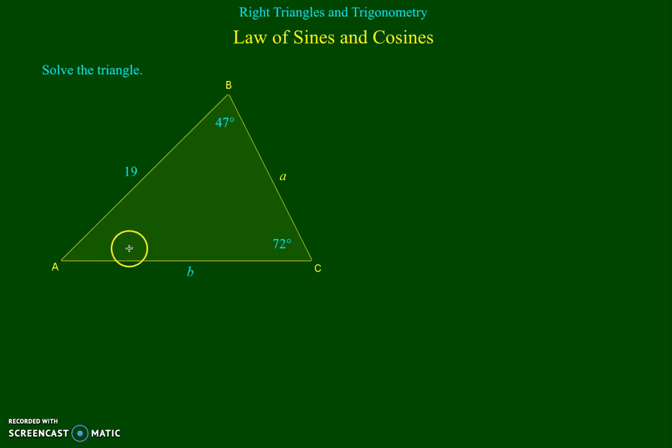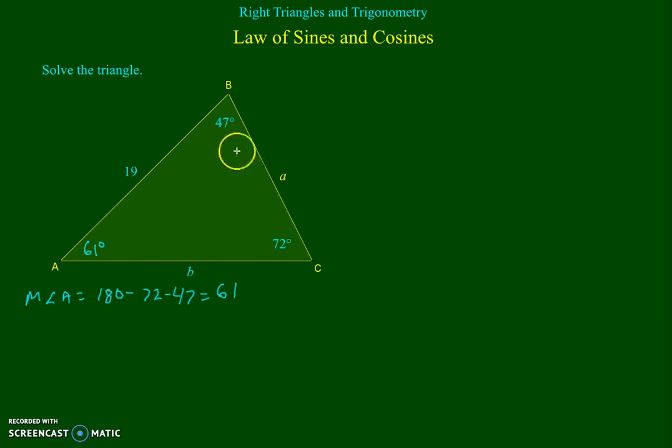The easiest place to begin is to find angle A. We can use the triangle sum theorem to just subtract 47 and 72 from 180, so this angle becomes 61. So that one's an easy one. The measure of angle A equals 180 minus 72 minus 47, which equals 61. So this is 61 degrees.